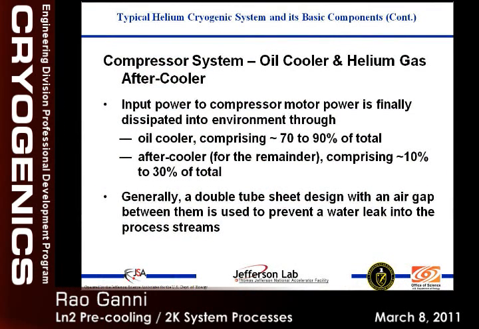Normally we reject heat in two places on a compressor. One is the helium aftercooler, the other is the oil cooler. Normally the oil cooler is where most of the heat is rejected, varying between 70 to 90% depending upon the mode of operation. And the aftercooler gets rid of the rest. And we use a double tube heat exchanger design, which people are familiar with. So if there is leakage, the water leaks outside, not from the water into the oil.